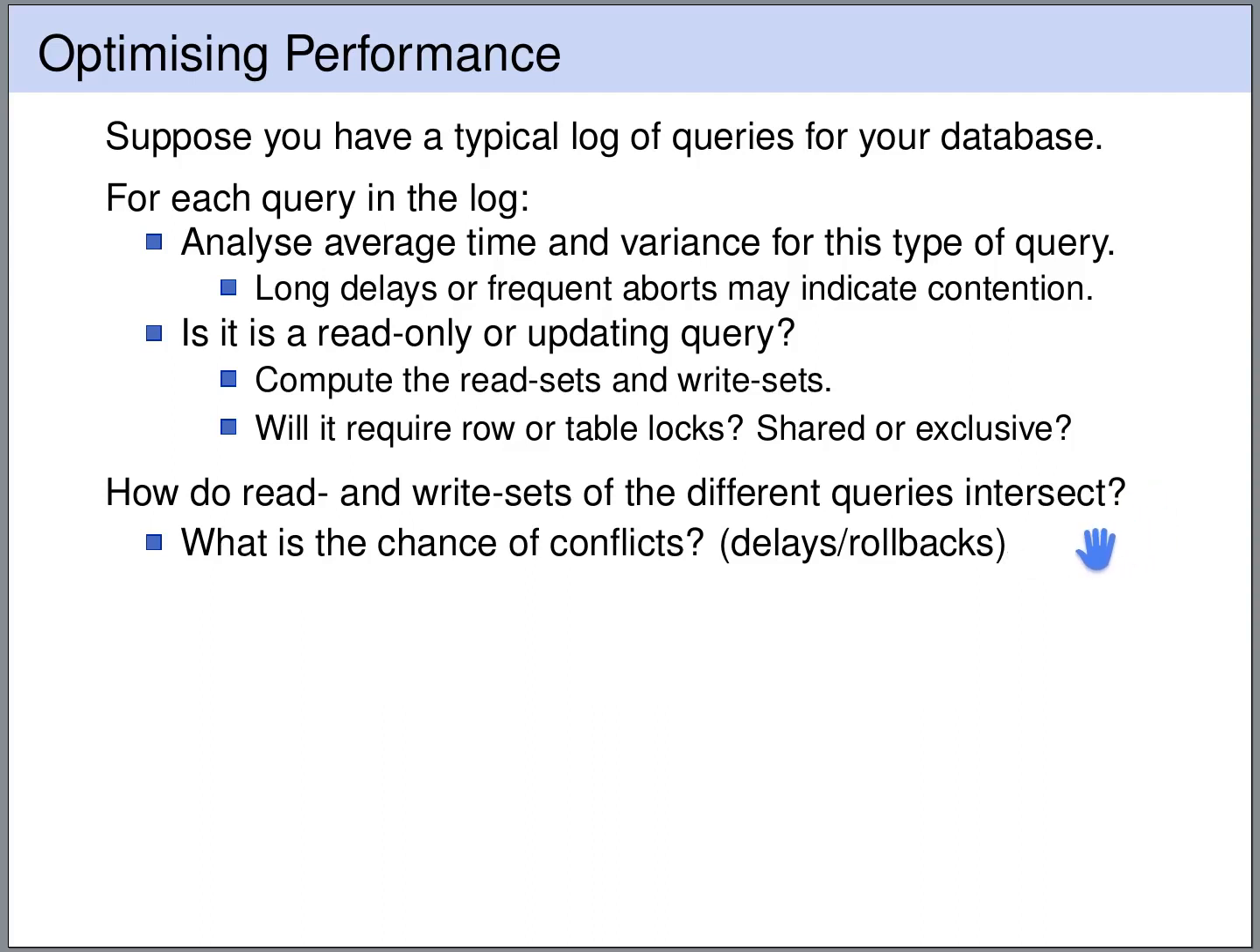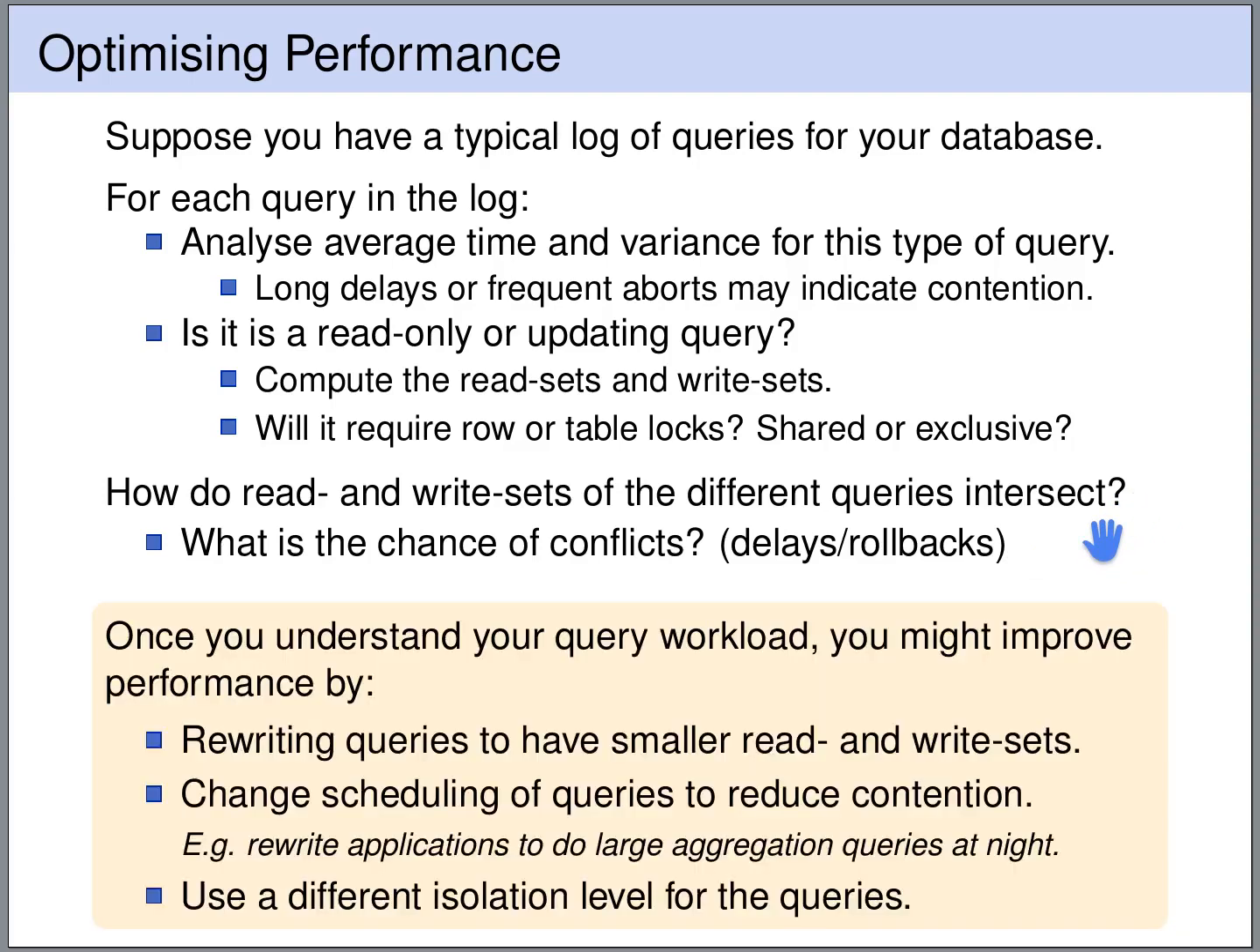And once we understand the potential conflicts between our queries, we can do the following. Namely, we can try to optimize our queries. We can try to rewrite them in order to have smaller read and write sets, if that's possible. Next, we can try to change the scheduling of queries. So, for instance, if we have large aggregation queries, for instance, to produce a daily report or something like that, we can try to run these large aggregations at a time when there's less contention in the database. So maybe at night.